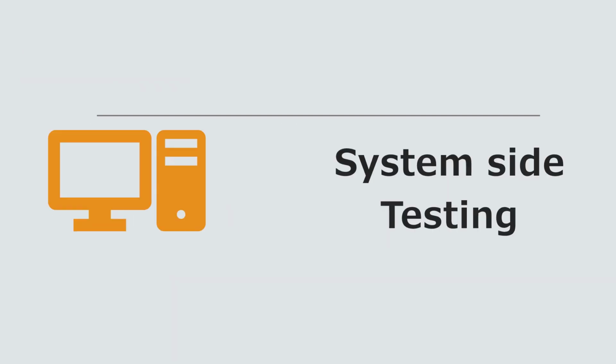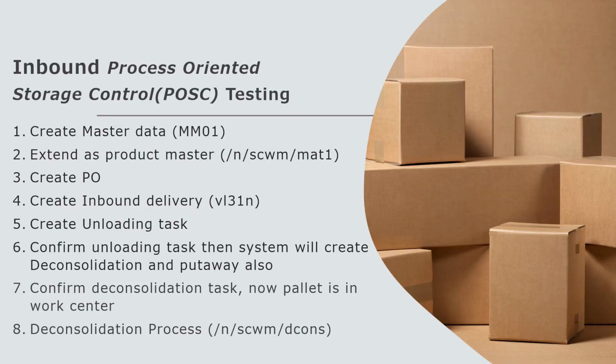Once all the basic configuration is done, first we create the master data and extend it as a product master, then create the purchase order in ME21N, and create the inbound delivery in VL31N. Then we create the unloading task. Once the goods are unloaded, the system will create the deconsolidation and put away. We confirm the deconsolidation task and pallet in the work center, and the deconsolidation process takes place in /SCWM/DCONS.